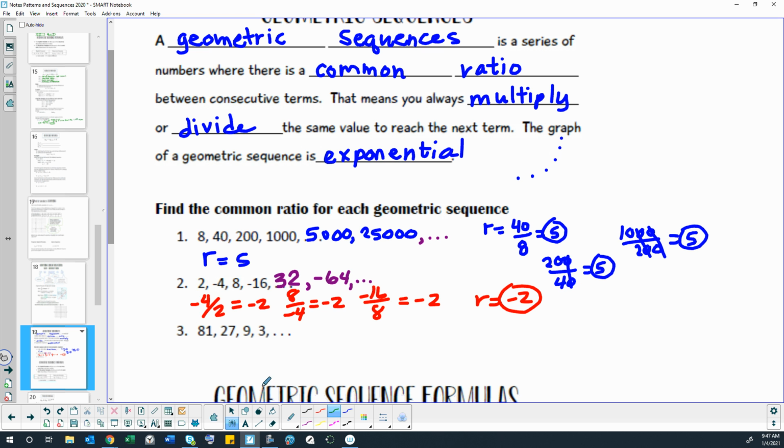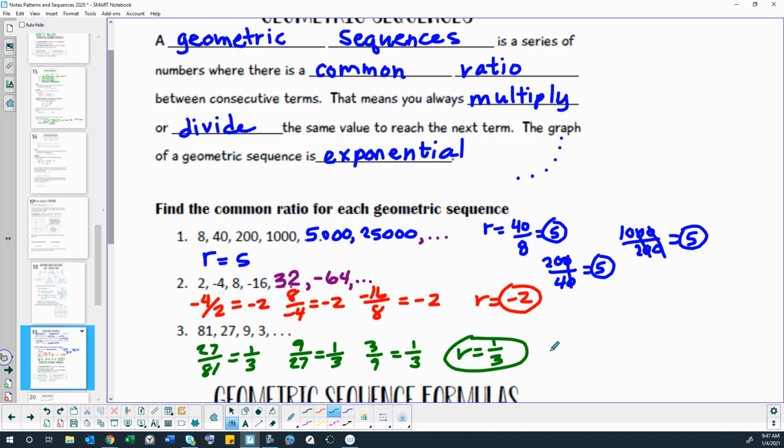Okay, our last one here is a little weird because if we try doing our ratio 27 to 81, we get a fraction. So 27 divided by 81 is 1/3. Do we get the same thing if we do 9 divided by 27? Yeah, we do. We get 1/3 again. What if we do 3 divided by 9? Do we get 1/3 again? We do. What's our common ratio then? Our common ratio is 1/3.